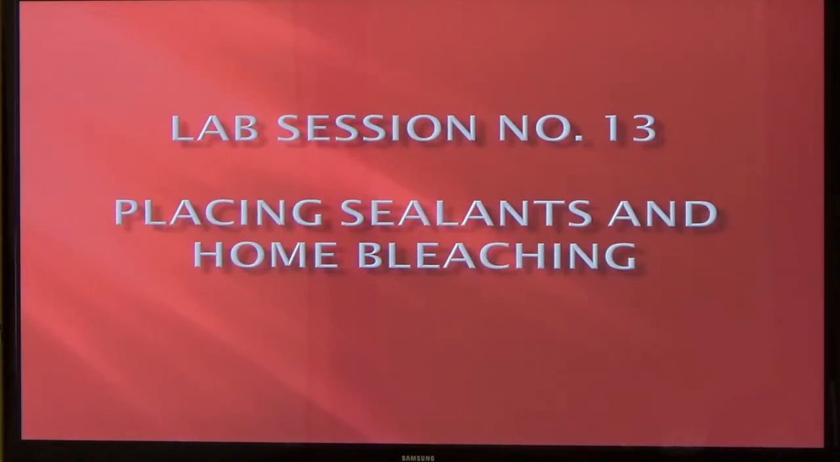So lesson number 13 is placing sealants and home bleaching. So that's what we'll be doing today. We'll be placing sealants, polishing, and we'll be making your bleaching trays on the models that you guys took impressions of earlier. You'll be trimming the models and then putting the block out on half. I don't know if they'll have you do it on all teeth or just half the mouth, and then you'll do the suck down and cut those trays.